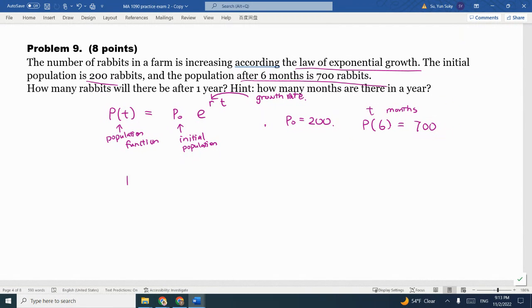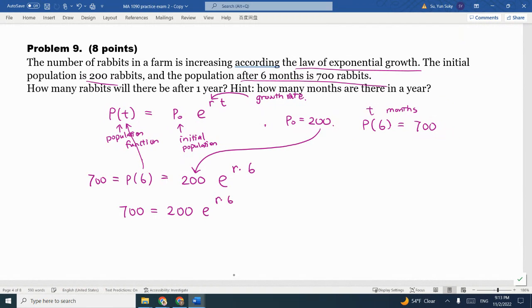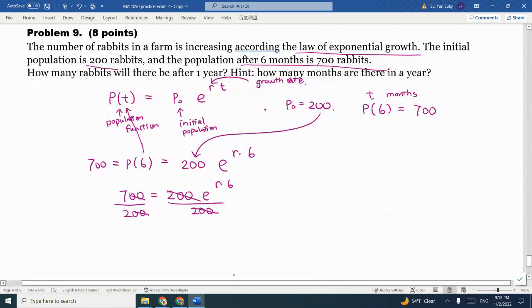So we plug in. P of 6 is 700. You plug in t equal to 6, P0 is 200, e to the r, t is 6. Now, 700 equals 200 e to the r times 6. Both sides divided by 200, and then you see it's 7 over 2 on your left hand side. So we get 7 over 2 is e to the r times 6.